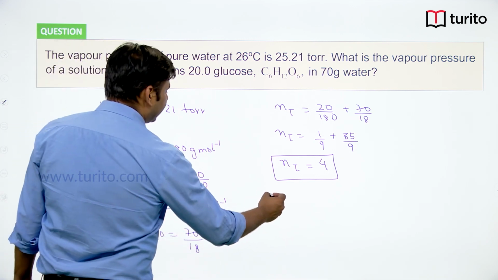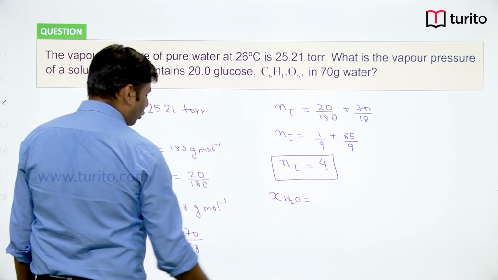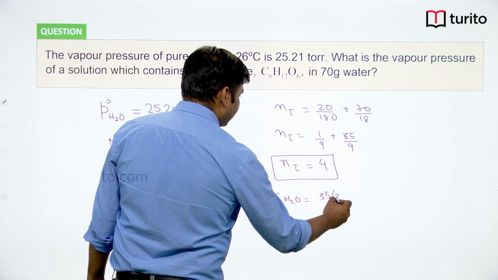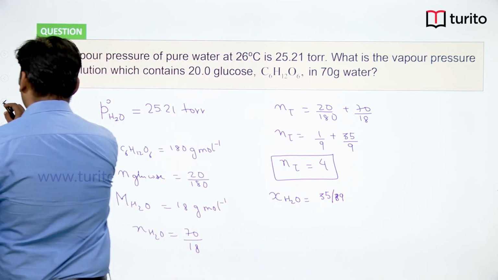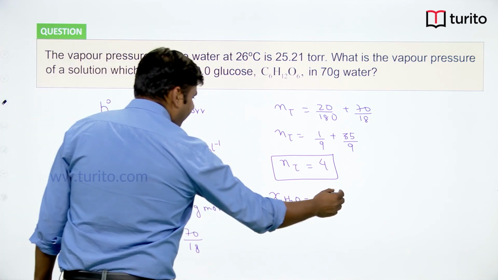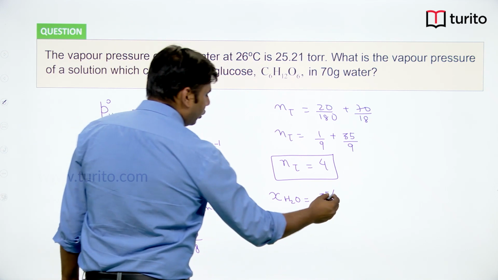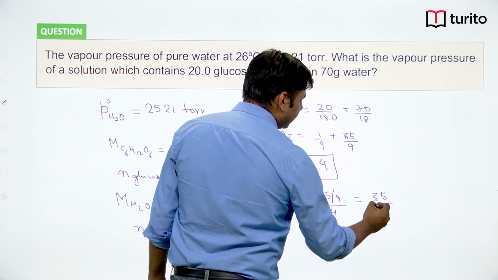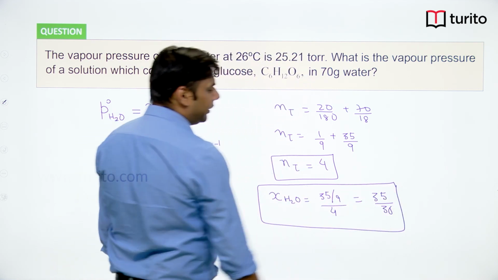So the mole fraction of water in this case would be moles of water, which is 35 by 9, divided by total moles. We are just finding the mole fraction of water, so this would be 35 upon 36. So the mole fraction of water in the solution is 35 by 36.